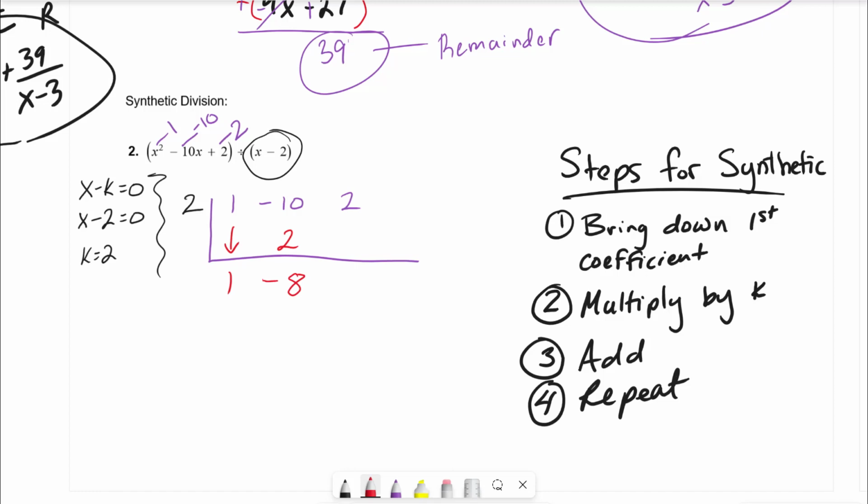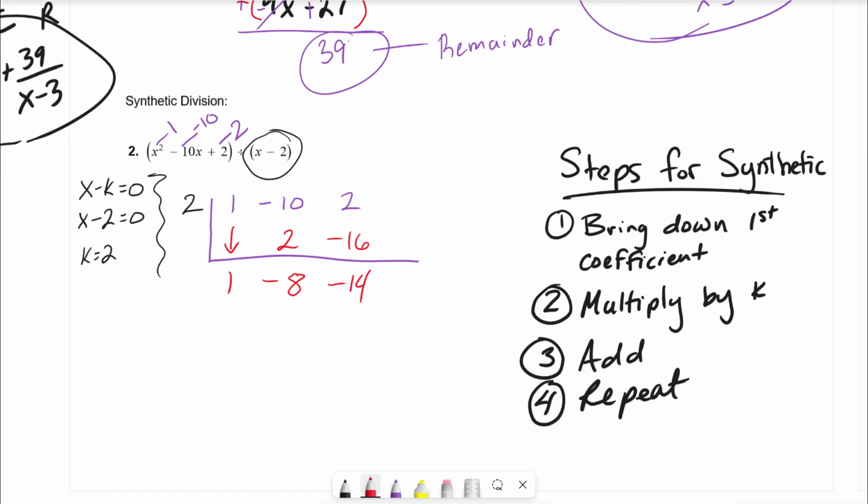Step 4, repeat. Do the same thing. We've already brought down our coefficient. We multiply by k. 2 times negative 8. That's going to give me negative 16. Step 3, add these two terms. 2 plus negative 16 gives me negative 14. That's it. There's no more terms to bring down. So we're almost done. We just need to write out the solution.